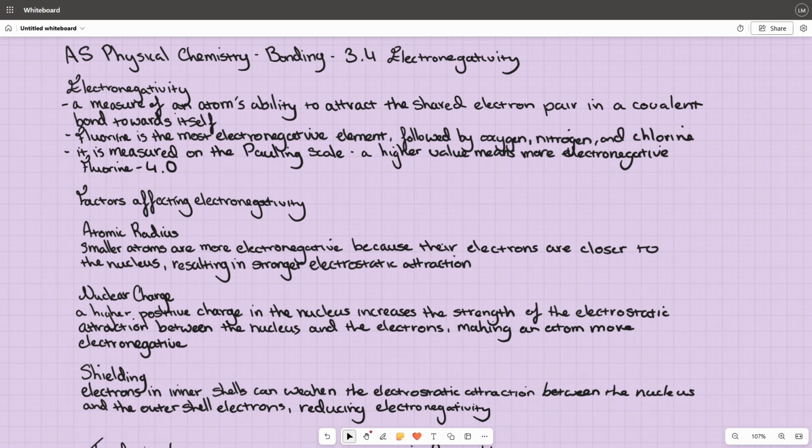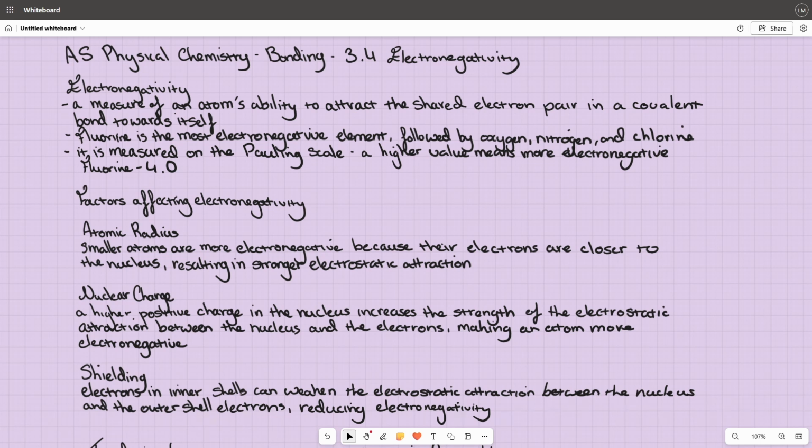Electronegativity is a measure of an atom's ability to attract the shared electron pair in a covalent bond towards itself. Fluorine is the most electronegative element, followed by oxygen, nitrogen and chlorine. This is measured on the Pauling scale, where a higher value means more electronegative. So fluorine, which is the most electronegative element, has a value of 4.0.